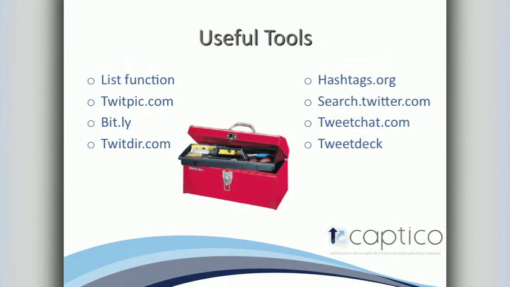Another really useful tool is bit.ly. We just call it bit.ly. What bit.ly does is take a really long URL or web address and shrink it into a tiny little URL that you can include in your tweet. That's really important because Twitter only allows 140 characters. And sometimes web addresses can be much longer than 140 characters.